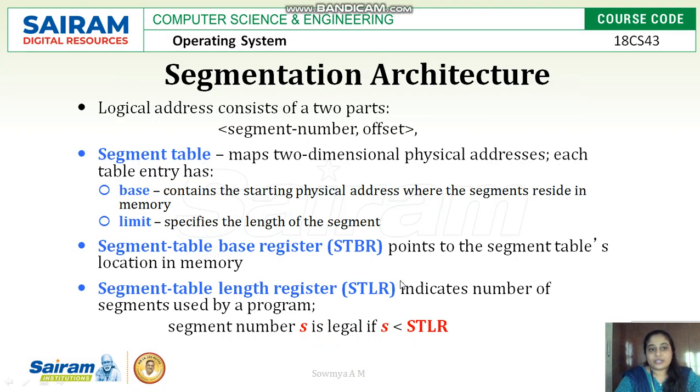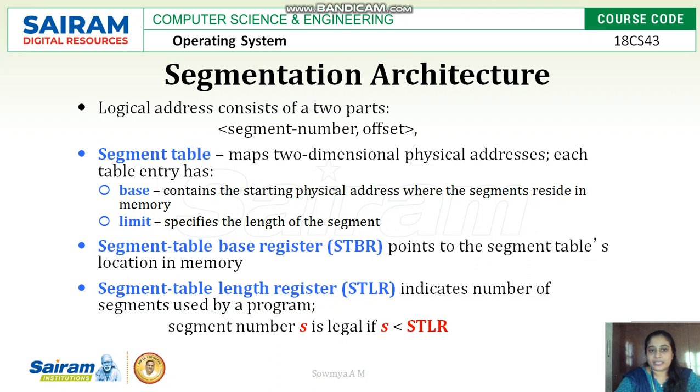So segmentation architecture includes a logical address consisting of two parts: one is the segment number and the other is the offset. Segment number is the number for the part of the code or the module of the code given. Offset value is the value where your actual physical memory is found.